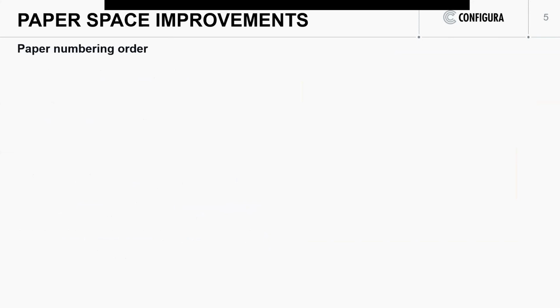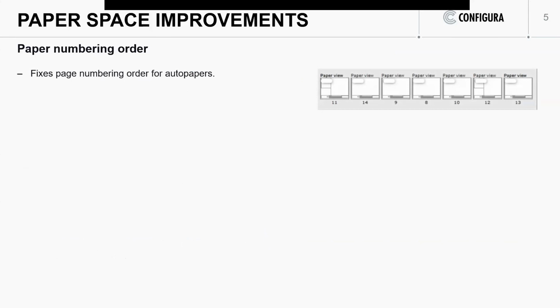Next is the second improvement we have done to paper space. This one is regarding paper numbering order. This is a fix done to the page numbering order for auto papers. Currently there's a chance where the numbering order will not go in sequence if multiple papers are selected and duplicated.